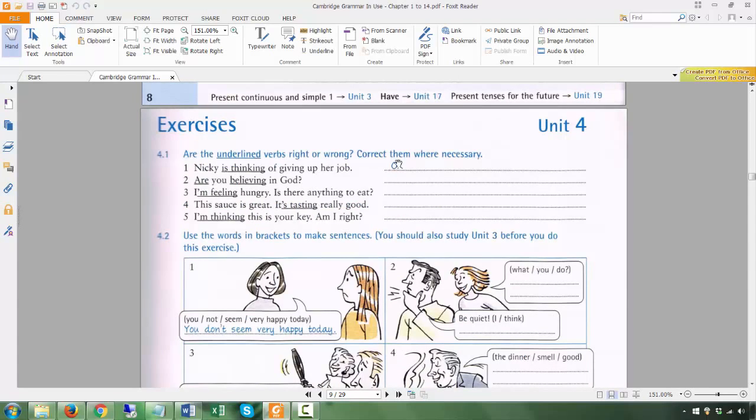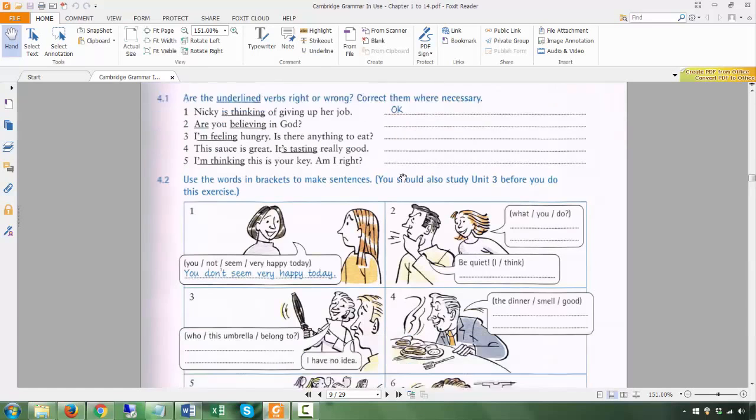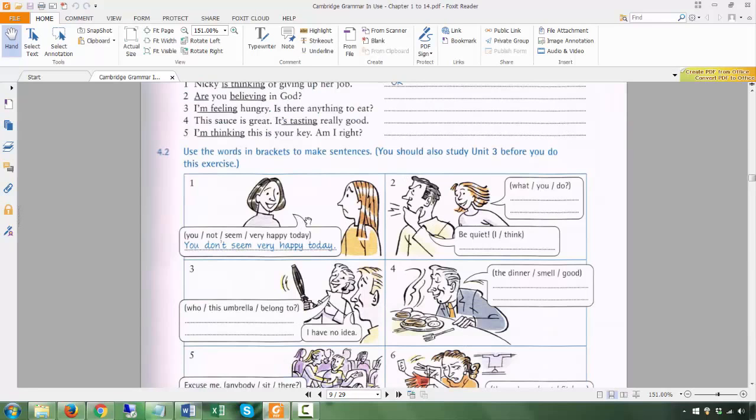So same thing, is this correct? Put okay. If it's not, write out the answer, okay? And same for all this, you get to choose.